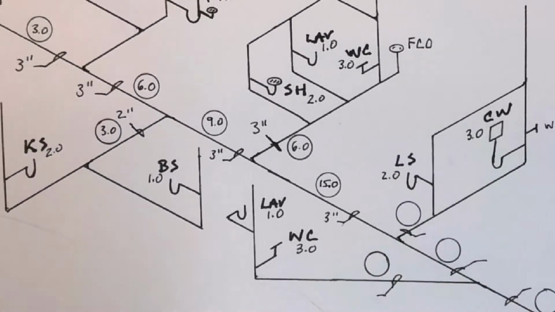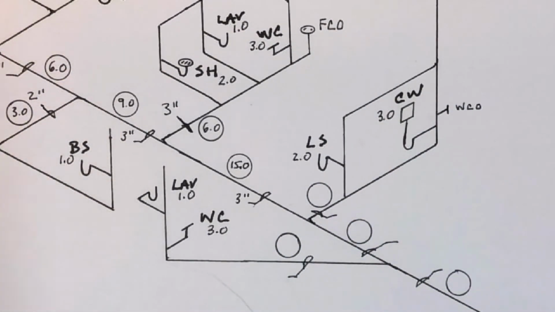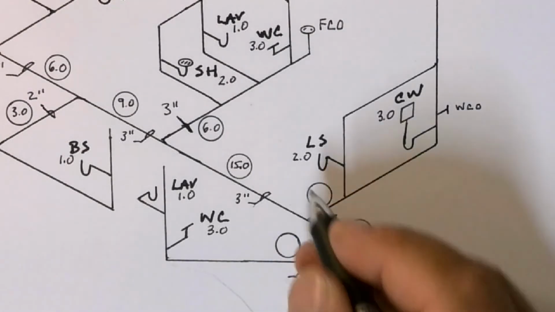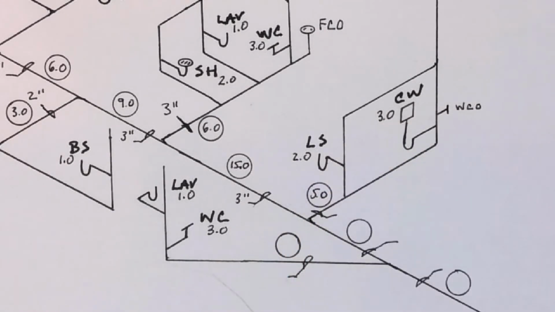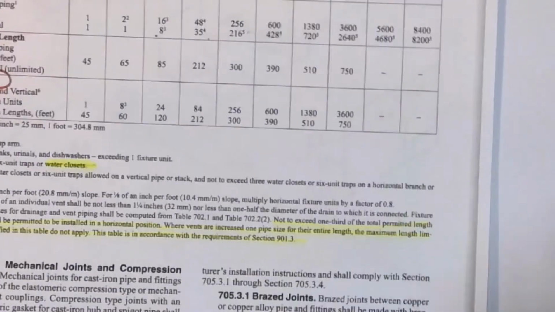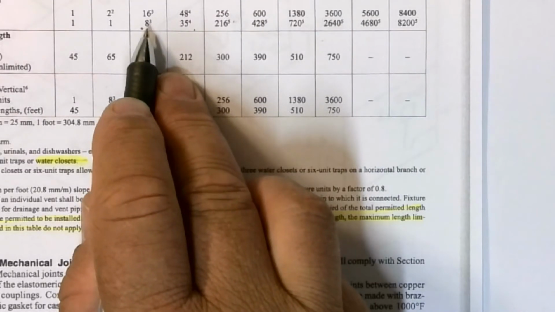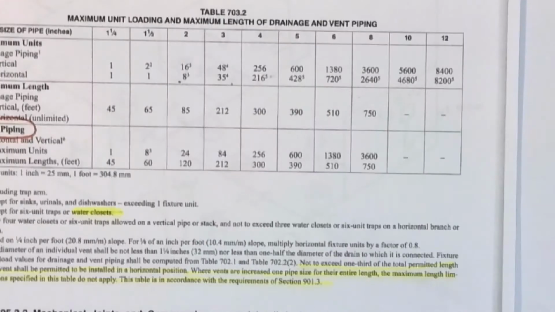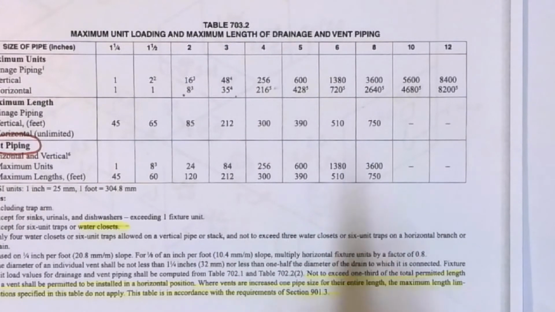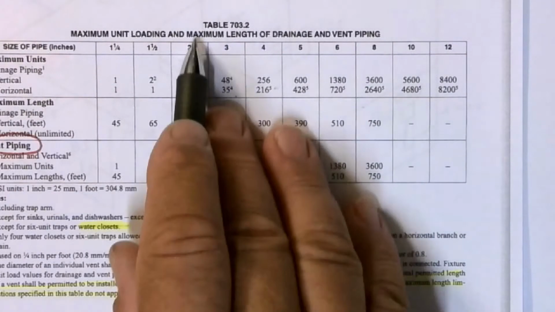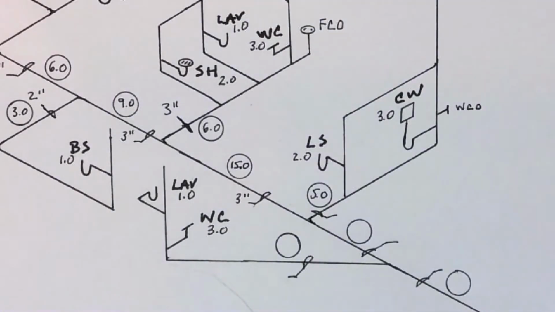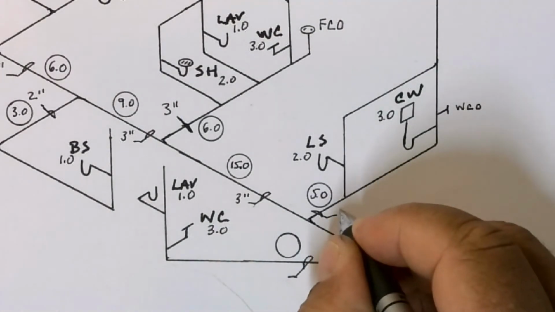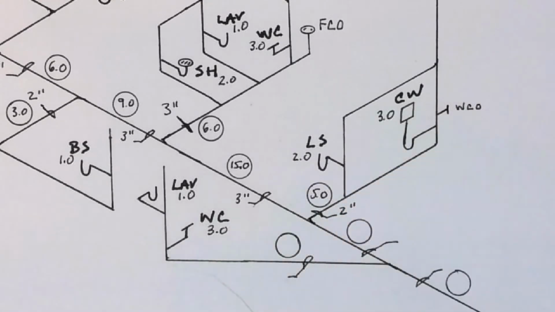Now let's do the clothes washer and the laundry sink. 3 fixture units, 2 fixture units, that gives me 5 fixture units. On the horizontal, I can run with 5 fixture units, 2-inch pipe. So this is 2-inch pipe.